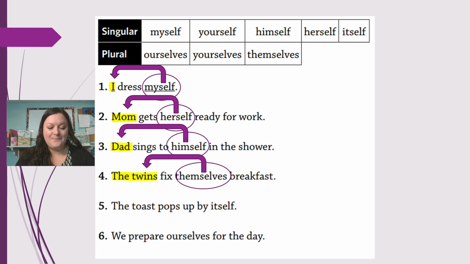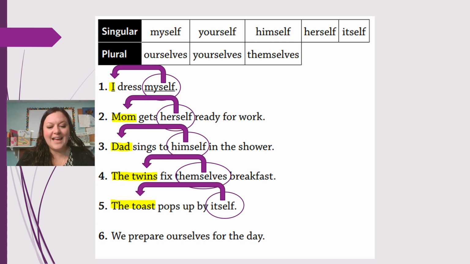Let's read number 5. The toast pops up by itself. What's the subject of that sentence? The toast is the subject of that sentence. Very good. What's the pronoun in this sentence that's talking about the subject? Did you say itself? You're right. Itself is referring to the toast.